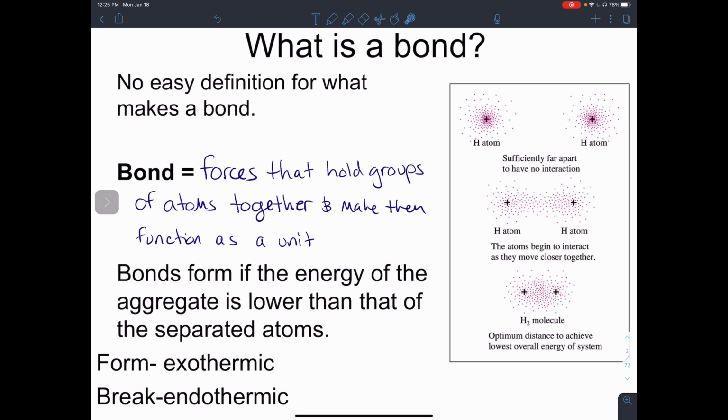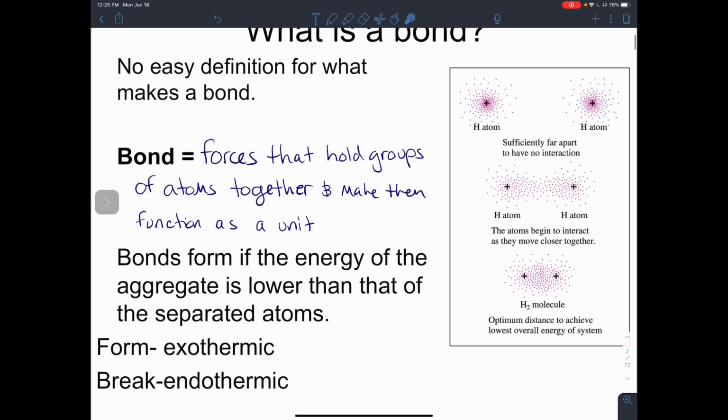This occurs when they achieve an optimal distance. That is the distance at which the lowest overall energy of the system exists. You can think of it as the most stable state. When the energy of the system is really low, it's really stable and it's not likely to change. Bonds form if the energy of the aggregate, that's the two together, we call that the aggregate, is lower than that of the separated atoms.